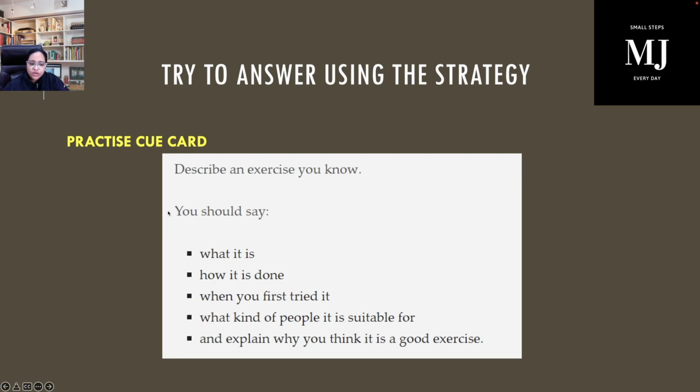Okay? You should say what it is. So, name the exercise, how it is done. Okay, so how is a bit of explanation. When you first tried it, maybe 1971 or whatever you want to say, what kind of people it is suitable for? Elderly, young people, the youth, of course, and explain why you think it is a good exercise. Another descriptive question. Okay, so take your factuals first, then move on to the descriptive one. Don't miss out on anything, and you're good to go.